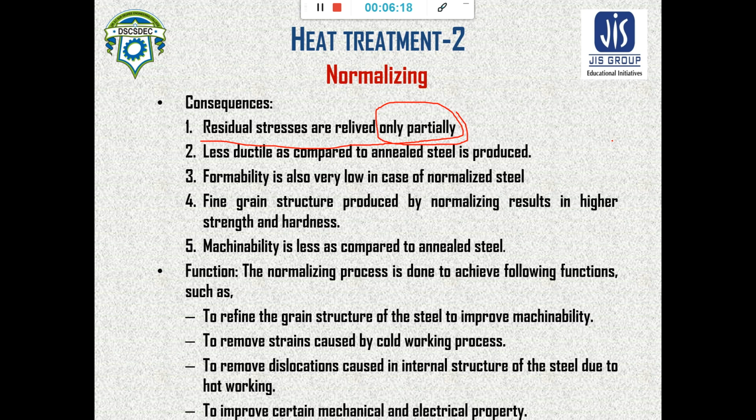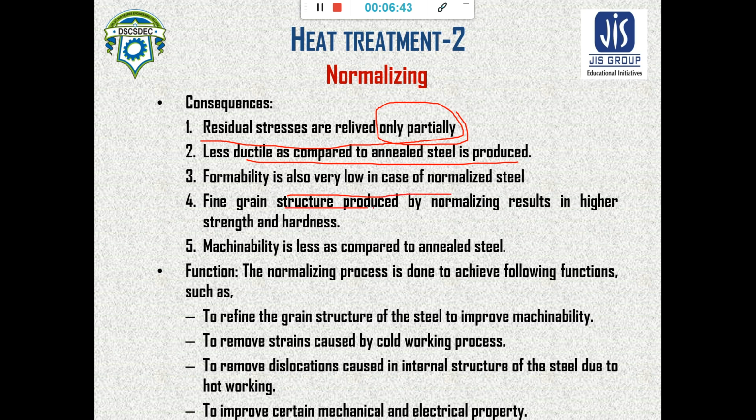In annealing, the cooling speed is lowest, but in case of normalizing, the cooling speed is normal, so the residual stress is partially relieved. Next, ductility is less as compared to annealed steel. Next, formability is also very low.